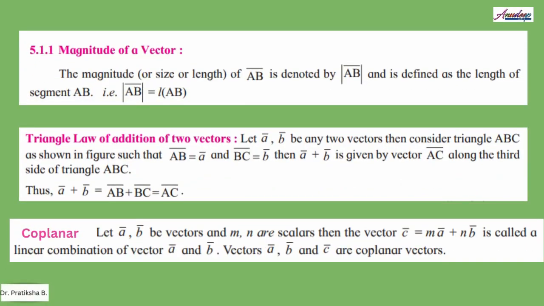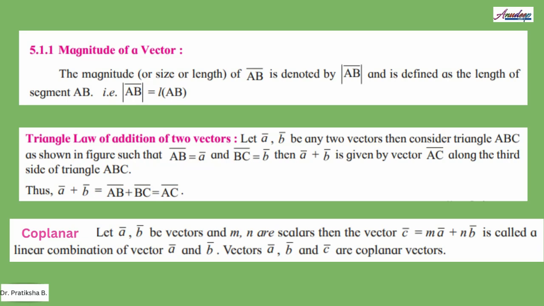Magnitude of a vector. The magnitude, size or length of AB is defined as the length of segment AB. That is, magnitude of AB is the length of AB. Triangle law of addition of two vectors. If a and b are two vectors, consider a triangle ABC. If each side is denoted by a position vector, then a plus b is given as c vector, that is, AB plus BC is equal to AC. That is the triangle law of addition.